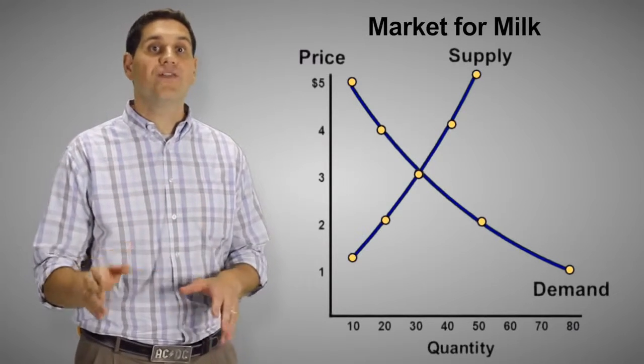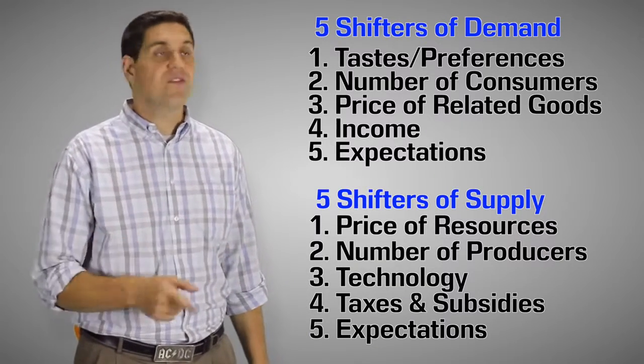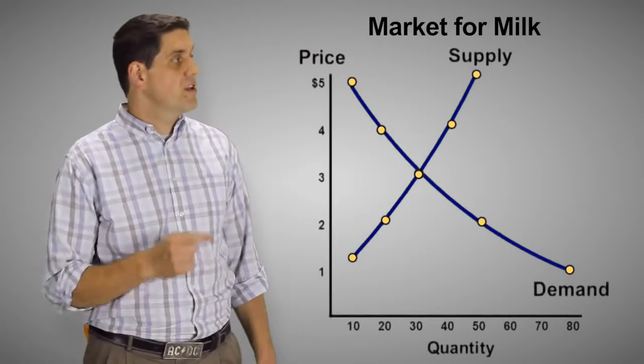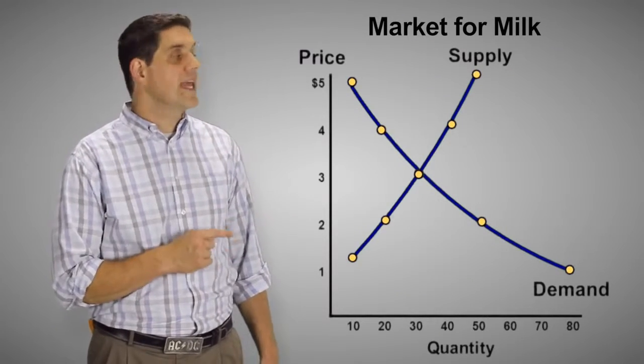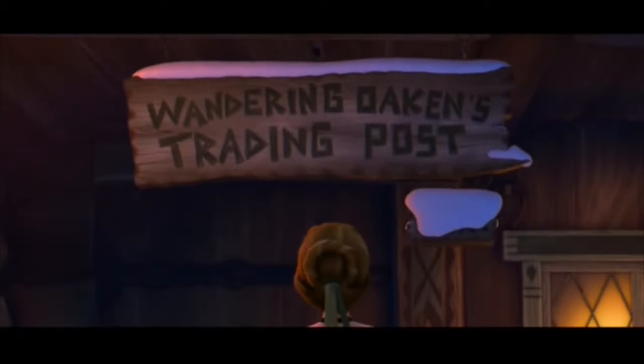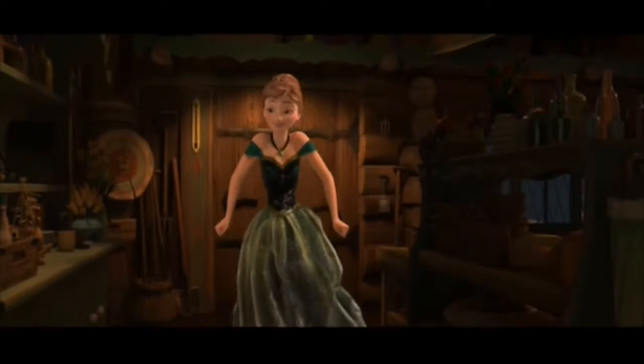But what if there's a shift in the entire curve? Remember, we learned the shifters in previous videos. There's 5 shifters of demand and there's 5 shifters of supply. To understand what happens when there's a shift in demand or a shift in supply, let's take a look at a scene from the movie Frozen. In this scene, Princess Anna walks into Wandering Oaken's trading post, and we find out what happens when there's a change in a market.